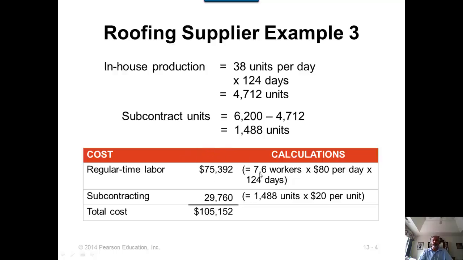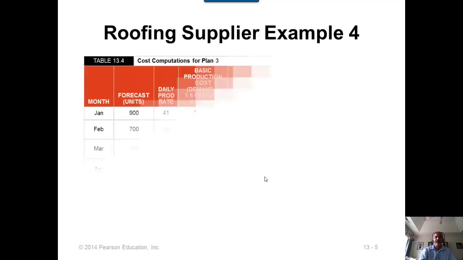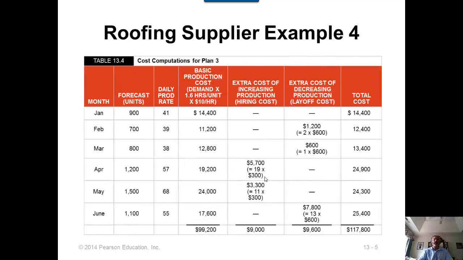So you need to divide 8 hours by 1.6, the standard hours. 8 divided by 1.6 will give you how many units one worker can produce, and divide that into the required production rate of 38, and that will give you the number of workers, and here 7.6 workers are needed. You're not going to have 7.6 workers, but we need to have on the average 7.6 workers over the entire month. Now let's look at another approach, and this approach is the chase approach.